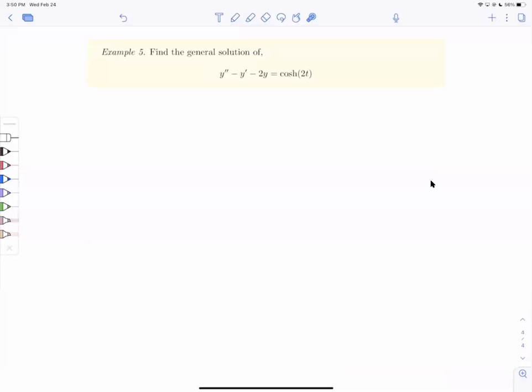So, it's 50 now. I'll give you some time to think about it. What you need to think is, first you find your complementary solution and then try to guess your particular solution. The other steps are just computation, so let's not waste too much time on that. Try to do the first 2 steps.